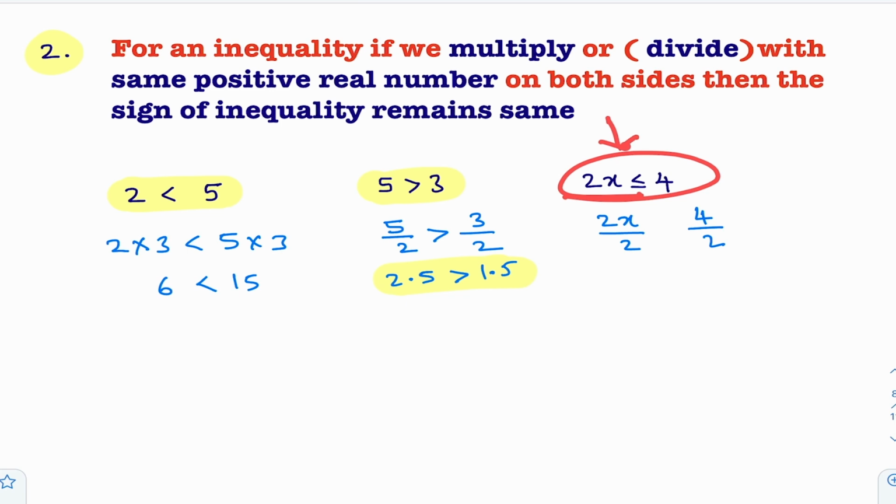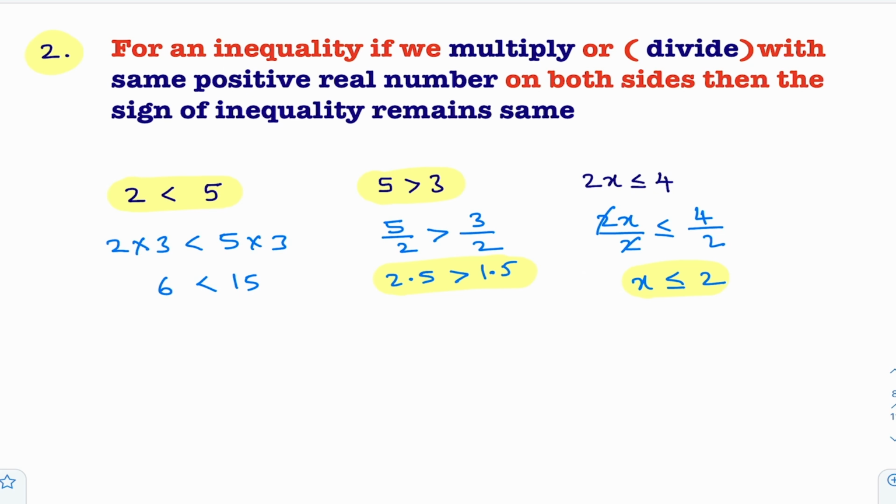So as I divided with 2 on both sides, what does this rule say? If there is an inequality, if you multiply or divide with the same positive real number on both sides, the sign of inequality remains the same. So what will we write here? Less than or equal to we'll write. As 2 is a positive real number, as we divided with a positive real number, the sign of inequality remains the same. That means x is less than or equal to. So if I simplify this further, what will I get? I'll get x less than or equal to 4 by 2, which is 2. So this is the solution of this inequality, right?